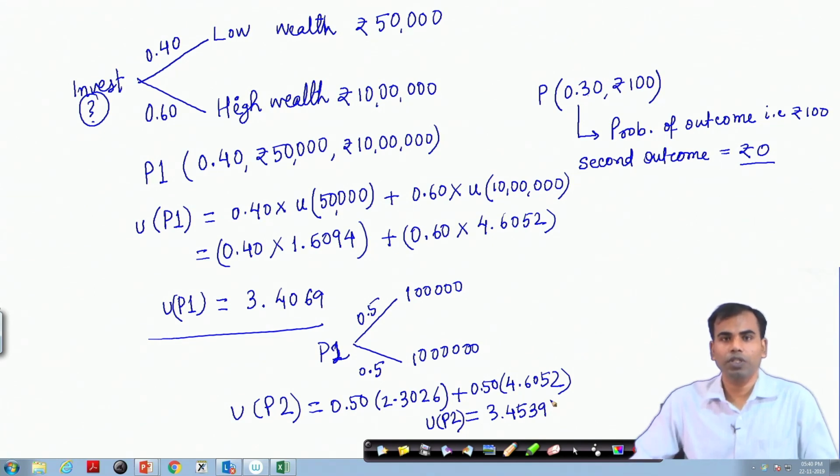So, imagine a situation where you have these two prospects, which means these two decision choices. Prospect 1 is a 40% chance of getting 50,000 and a 60% chance of getting 10 lakh, and prospect 2 is a 50% chance of getting 1 lakh and a 50% chance of getting 10 lakh. Going by the utility theory framework, we calculated the utility of prospect 1 to be 3.4069 and the utility of prospect 2 as 3.4539.